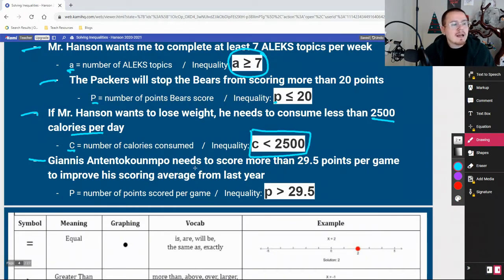And if Giannis wants to improve his points per game average, he needs to score more than 29.5 points per game. So if P is the number of points, that inequality would look like this: P is greater than 29.5. So these are 4 real-world examples with the symbols, with the representation. Put this in your notebook. Maybe come up with your own.